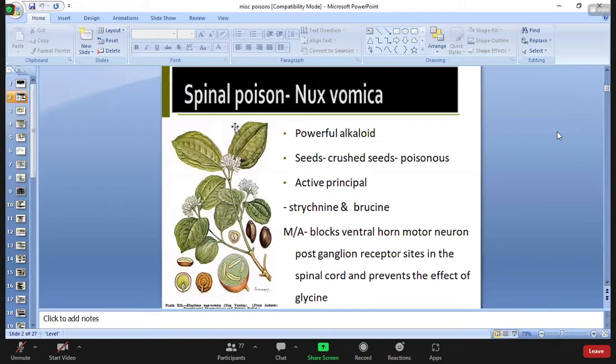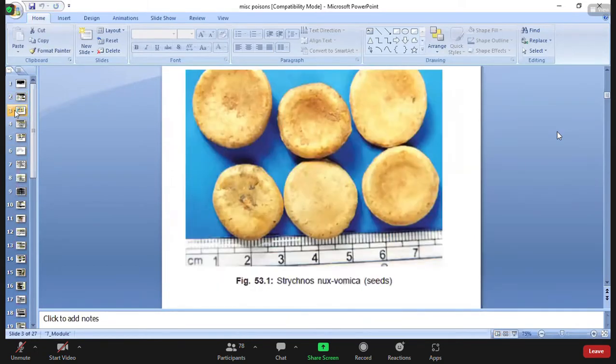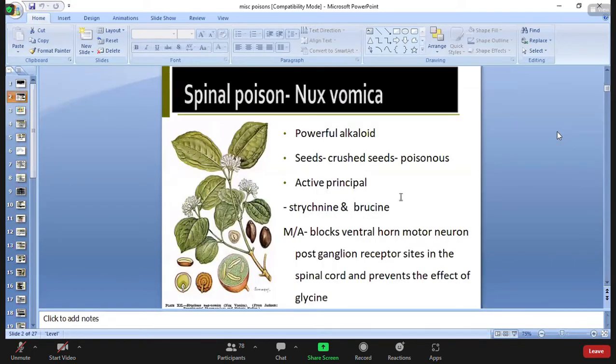This is an alkaloid. Now, which part of the strychnine poison is poisonous? This is the plant of nux vomica. Other parts are not so poisonous. The most poisonous part is the seed. The seed appears like this. When the seed is crushed and ingested, it becomes poisonous.